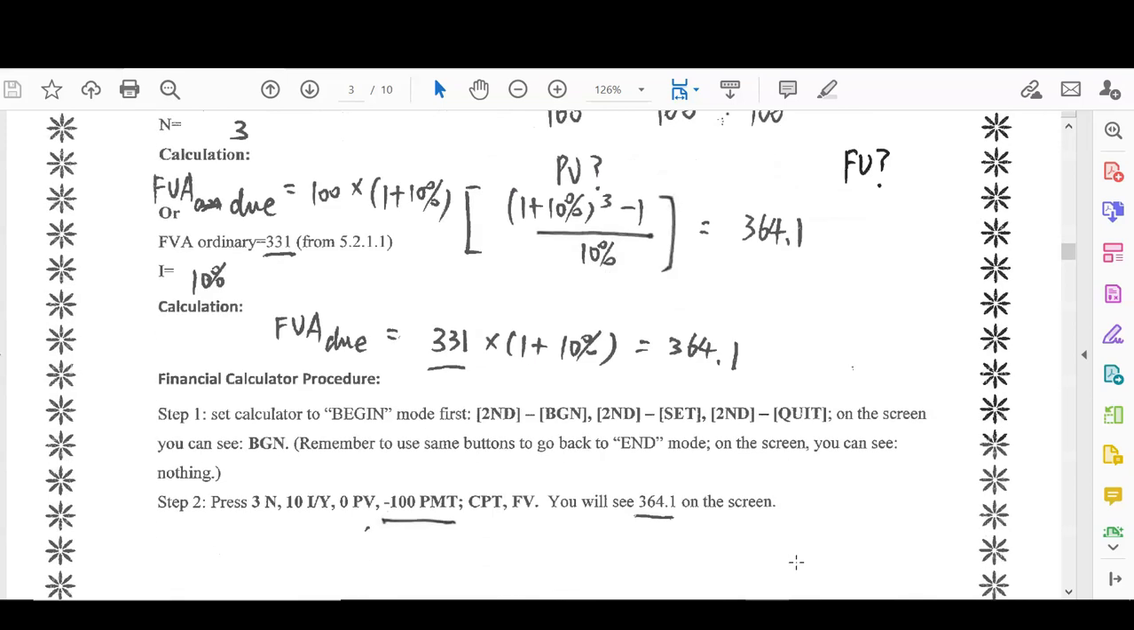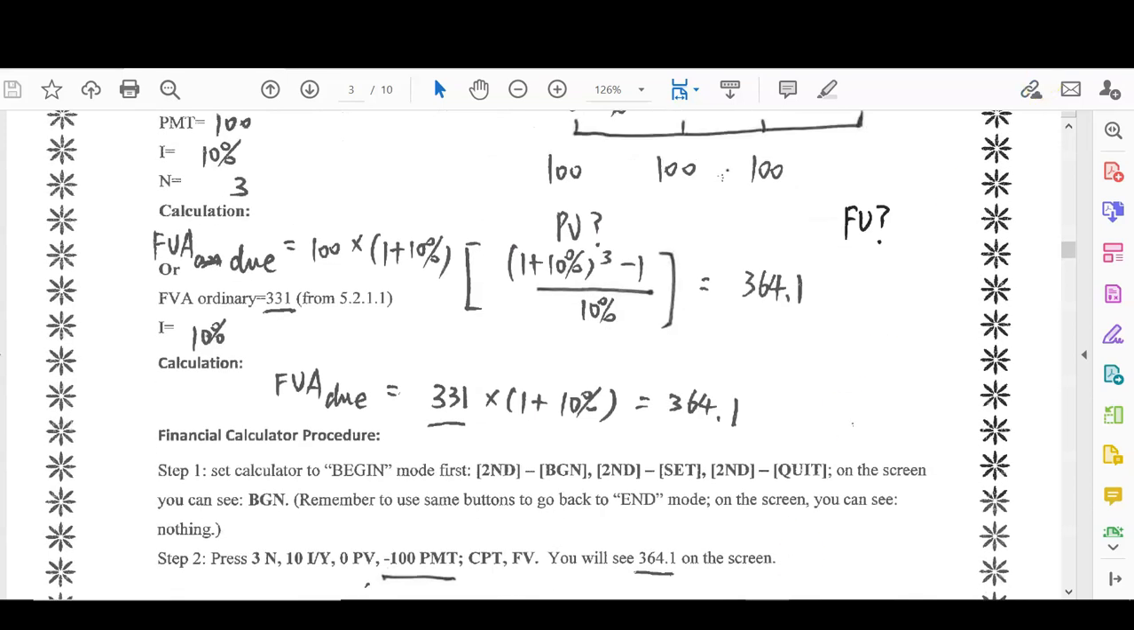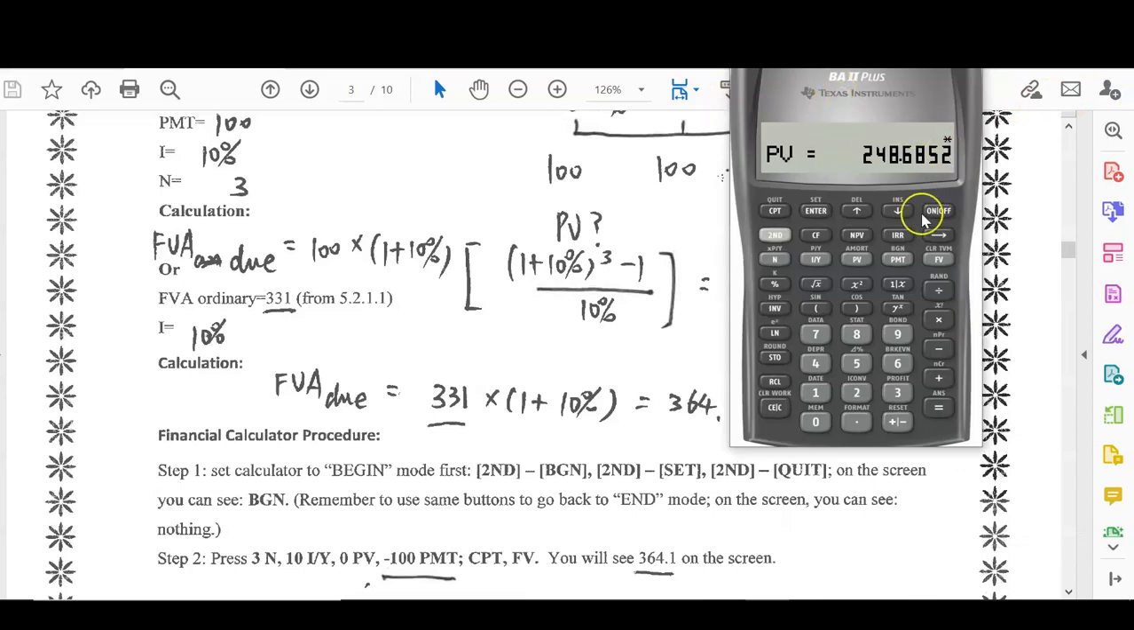If we want to use the financial calculator, here we're working with annuity due instead of ordinary annuity. And we know that this payment button here refers to ordinary annuity, by default, where the payments occur at the end of each period. So now we want to change. Let me press second quit. Let me press second begin. You see the BGN, the begin button is the same as payment. So we press second begin.